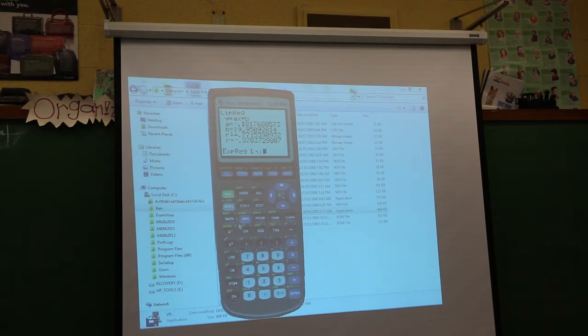Comma. And if we want to save the equation, and I can't even remember where. Y4. You want to go with Y4? We could rewrite over another one, or we could go Y4. Okay. Vars, Y vars, Y4. Enter. Okay. So there's our exponential model.